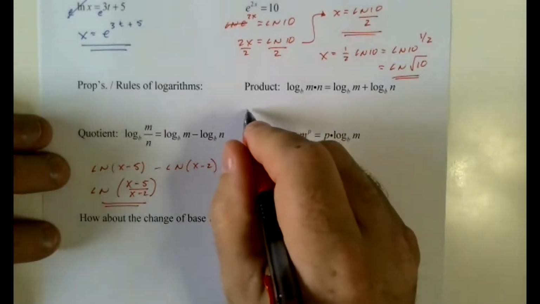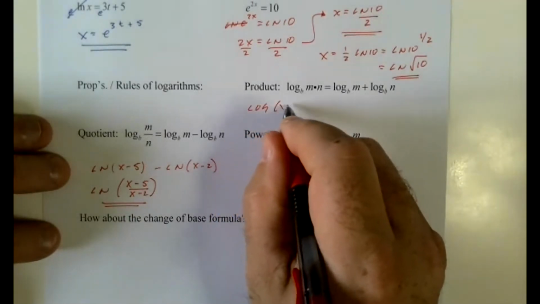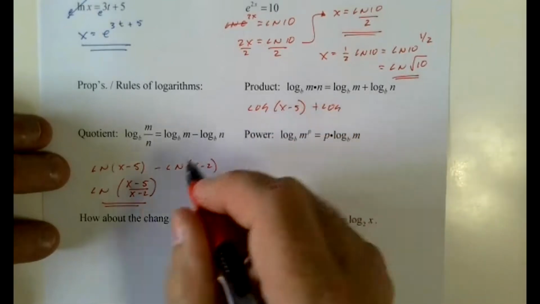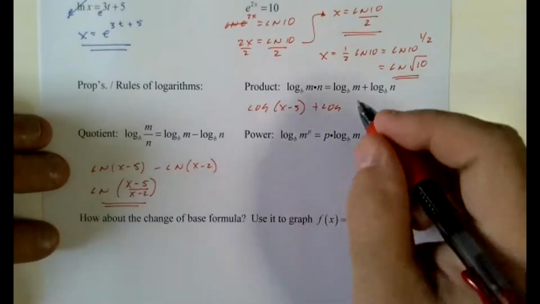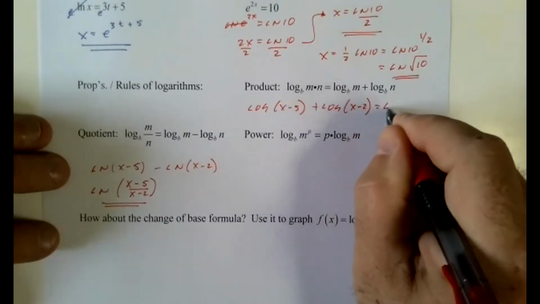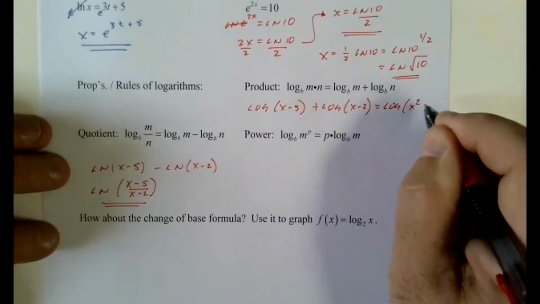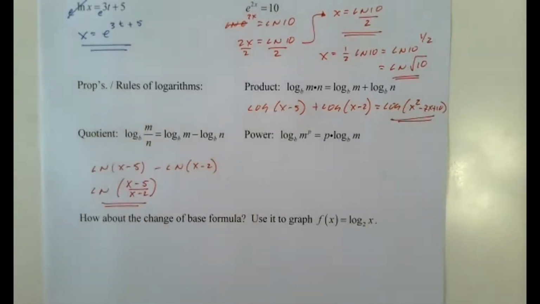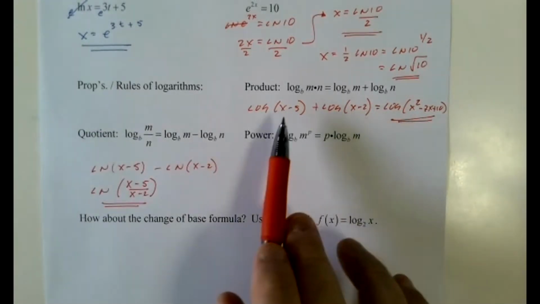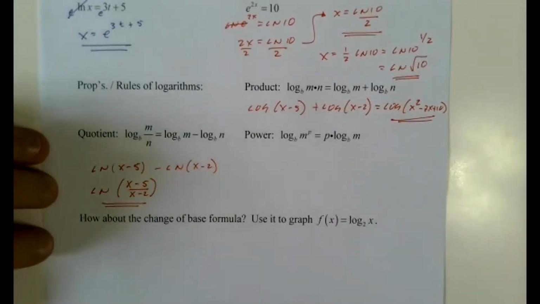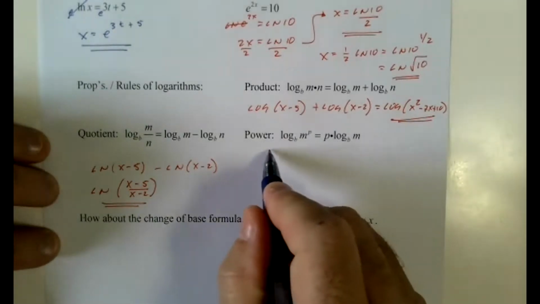You might have the same thing over here. Log of x minus 5 plus log of, notice I changed it from log to ln. It would be ln, but that's okay. X minus 2. And the answer is written as log of x squared minus 7x plus 10. You're like, well, where did that come from? Well, they put them together, multiplied them, and then they distributed. Yeah, so be prepared.